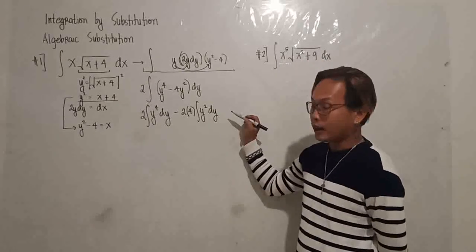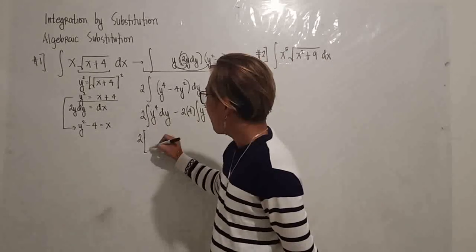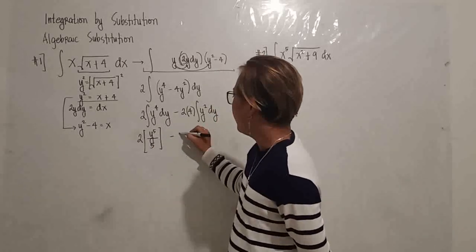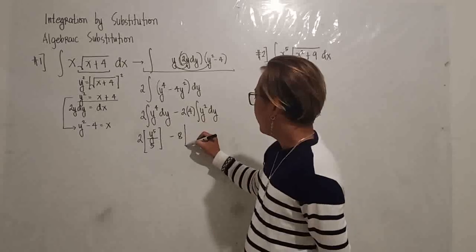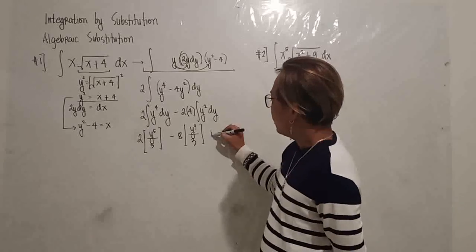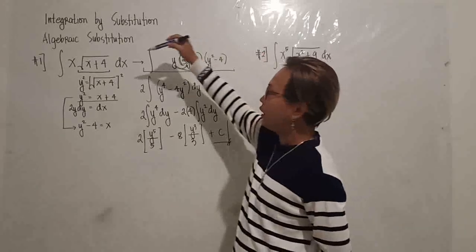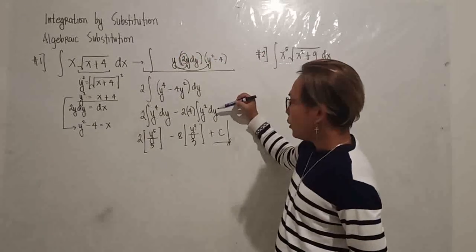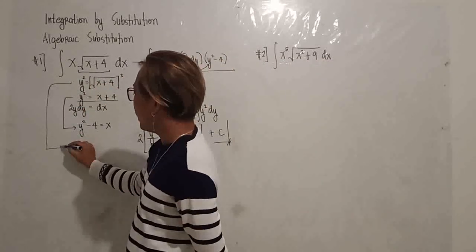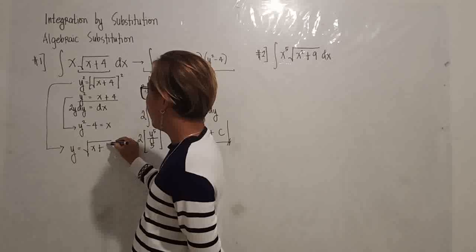Then this falls under the power formula. So you will have 2 y raised to 5 over 5 minus 8, that is y cubed over 3 plus c. This will be supposedly your answer. Kaya lang, your function is in terms of x. So kailangan ibalik mo yung function mo into x, wherein dapat the value of your y is your original, the square root of x plus 4.